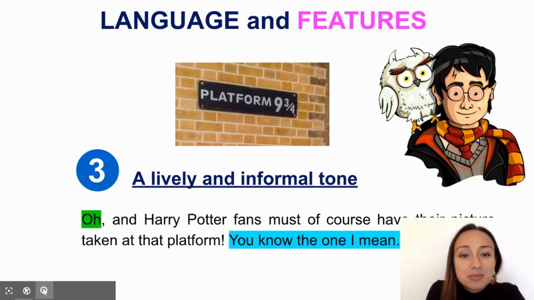So as you can see from the article, when they make reference to the connection with Harry Potter and King's Cross, they're talking about platform 9 3/4. The writer says, "Oh, and Harry Potter fans must of course have their picture taken at that platform. You know the one I mean." So as you can see, very informal, chatty, and it's more likely to keep your reader interested than if you adopted a far more formal tone.